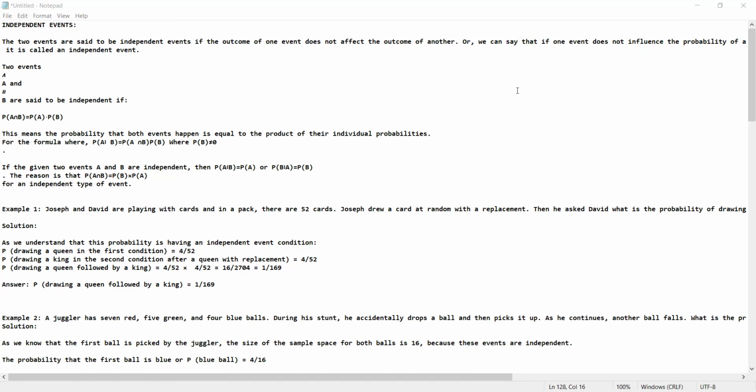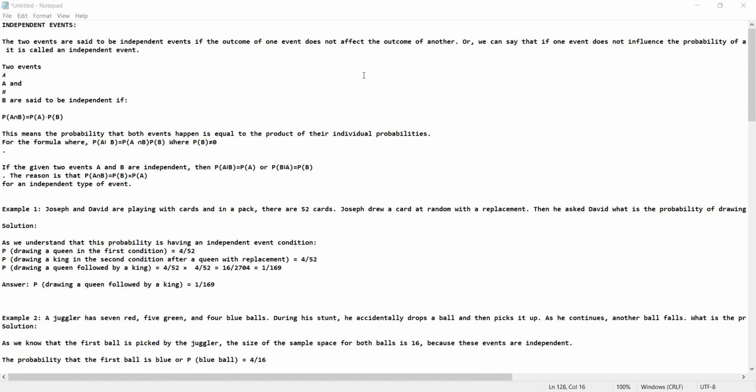Or also we can say that if one event does not influence the probability of another event, it is called an independent event. Suppose there are two events, and one event is not influencing the probability of another event. So that is also called an independent event.